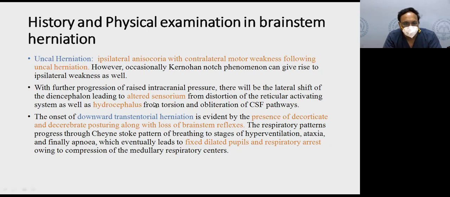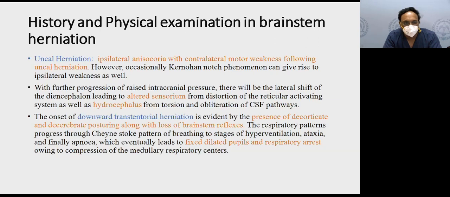And in some patients, if the uncal herniation is greater, they can have a lateral shift and compression of the diencephalon, leading to altered sensorium due to distortion of the reticular activating system, and they can have hydrocephalus due to obstruction of CSF pathways.